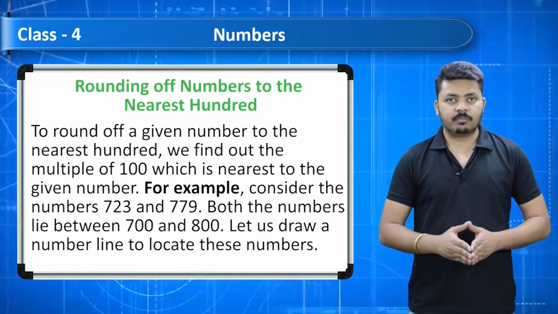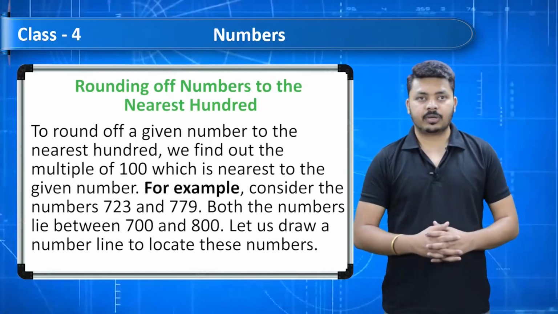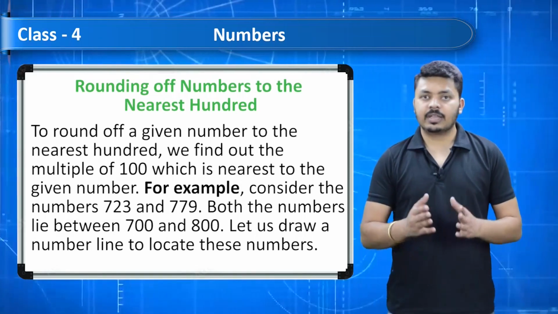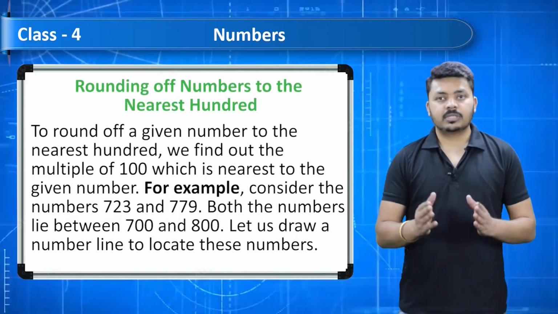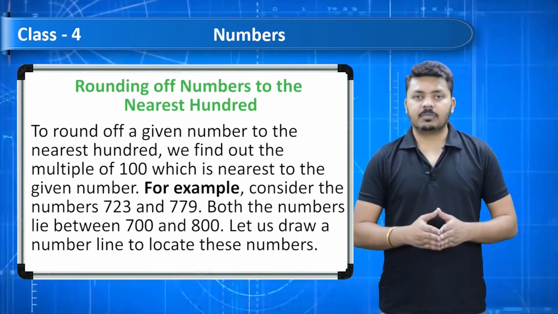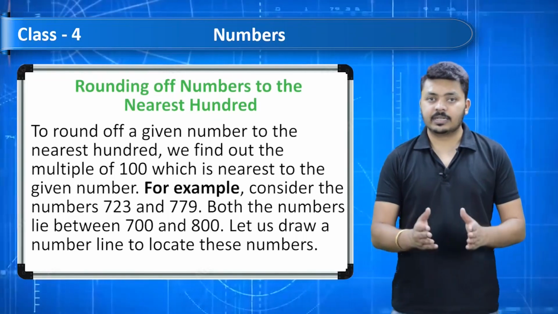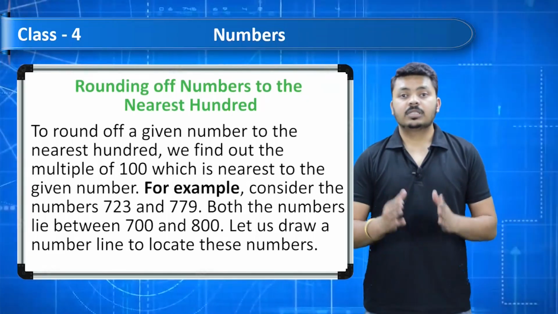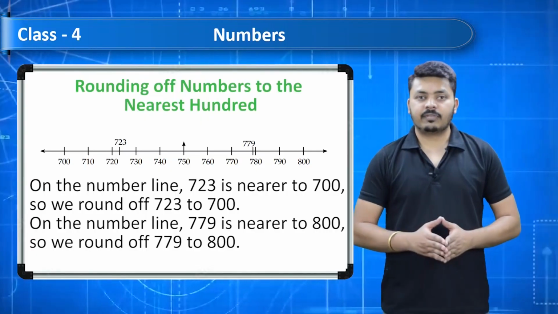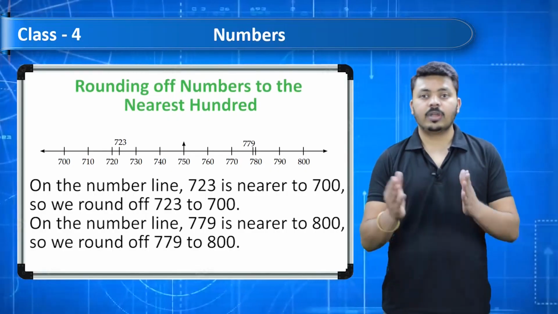To round off a given number to the nearest 100, we find out the multiple of 100 which is nearest to the given number. For example, consider the numbers 723 and 779. Both the numbers lie between 700 and 800. Let us draw a number line to locate these numbers. As you can see here, on the number line, 723 is nearer to 700, so we round off 723 to 700. On the number line, 779 is nearer to 800, so we round off 779 to 800.